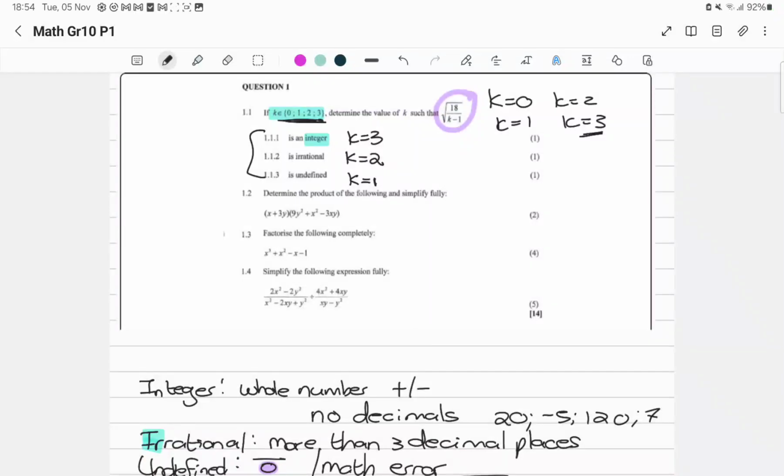So this is video number 2. In my previous video we did question 1.1 and question 1.2. So let's have a look at question 1.3. Question 1.3 says factorize the following completely.